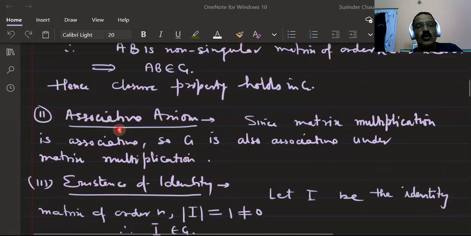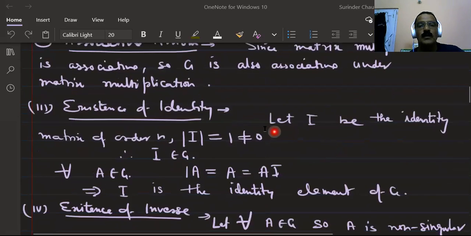Now associative property. Since matrix multiplication is always associative, G is also associative under matrix multiplication. We have read it and proved it. If you take three matrices, A dot B dot C or A dot B dot C, the resultant comes out the same. So associativity holds true. Now next is existence of identity.